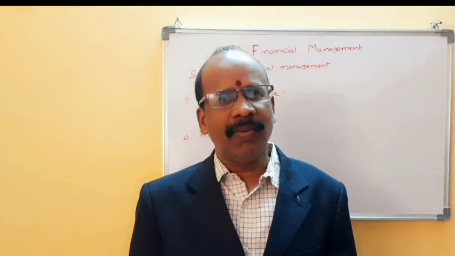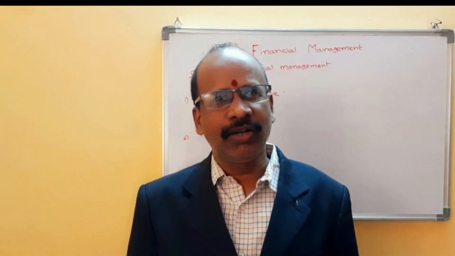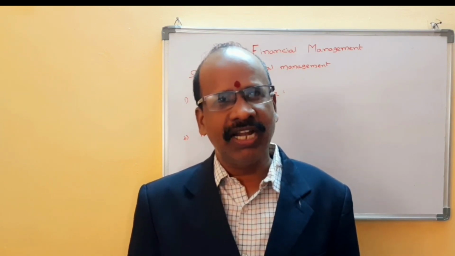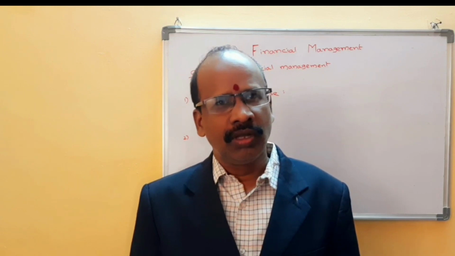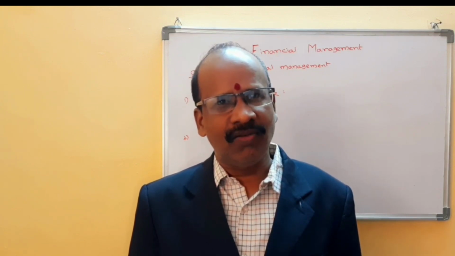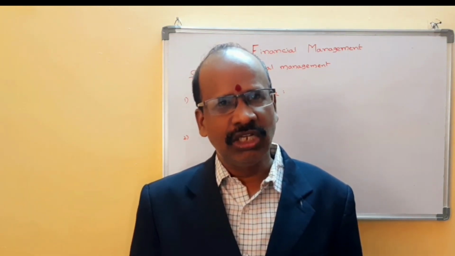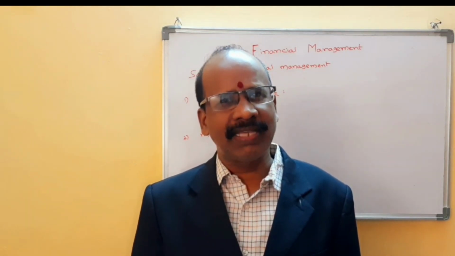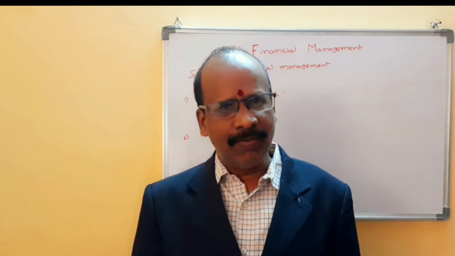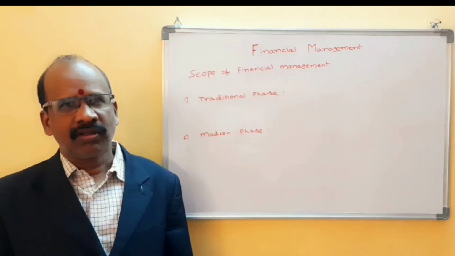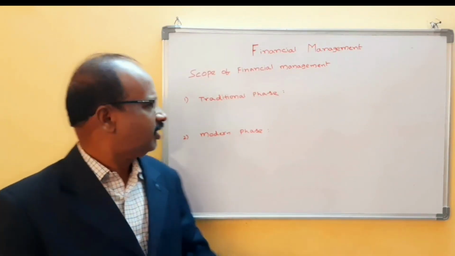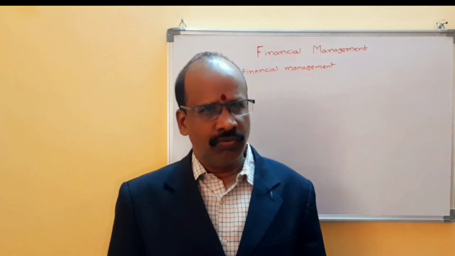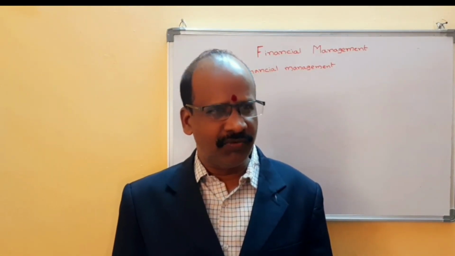The main drawbacks of the traditional phase: the first one is that it ignores day-to-day problems. The second one is the outsider-looking-in approach. The third one, it ignored working capital financing. And the next one, it ignored allocation of capital. These four are the main drawbacks of the traditional phase. And coming to the modern approach, it started during the mid-1950s.